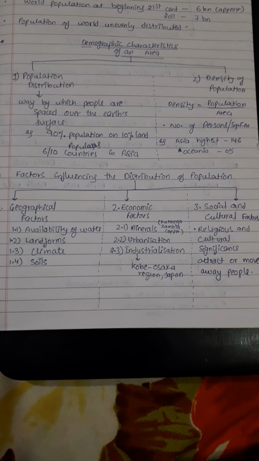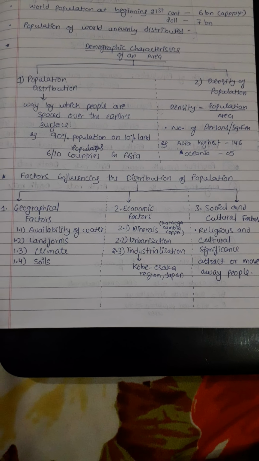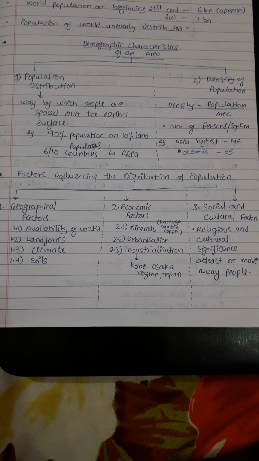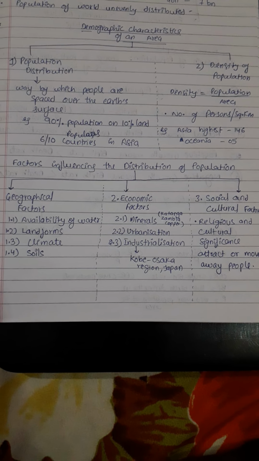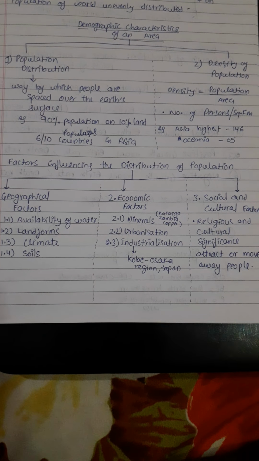So these are the three major factors of distribution of population: geographical, economic, and social and cultural. I hope if this comes in 5 marks, you can easily explain these points.